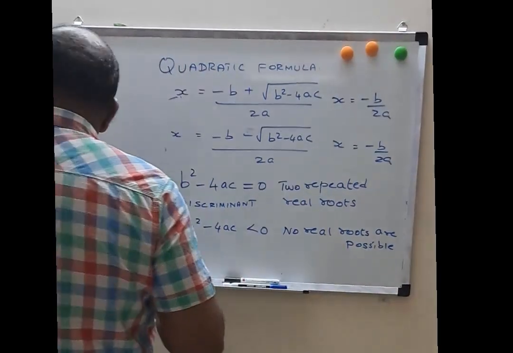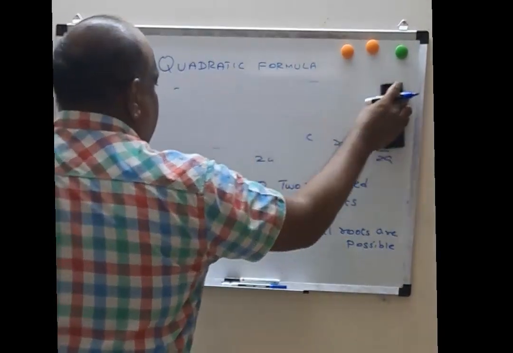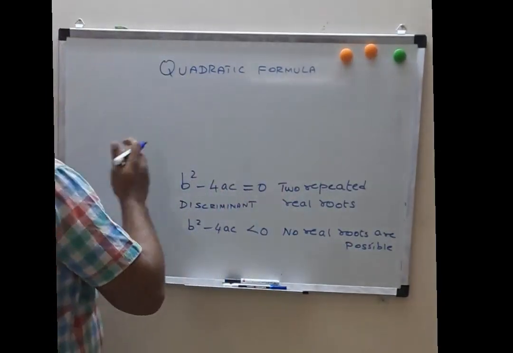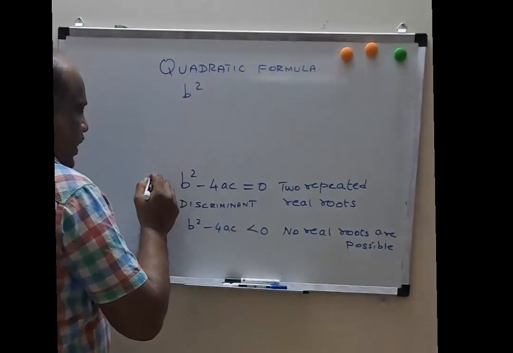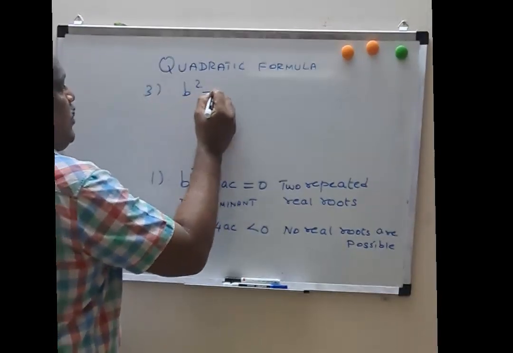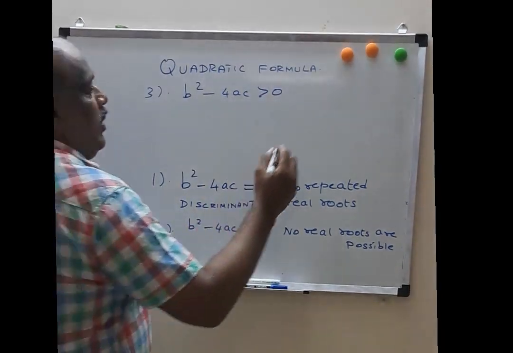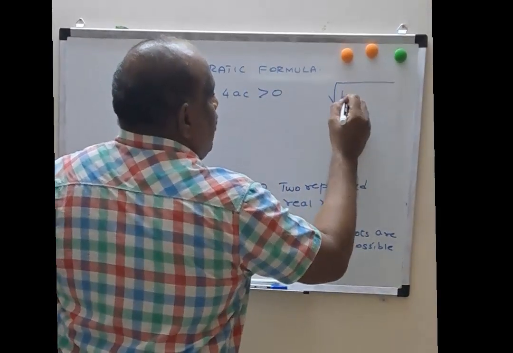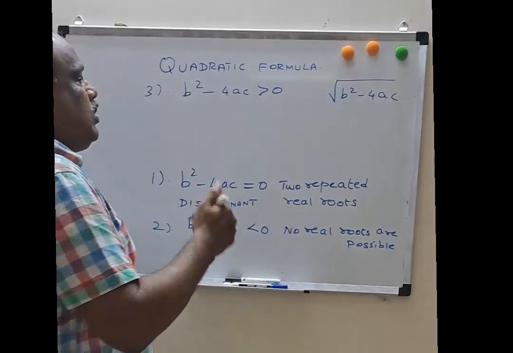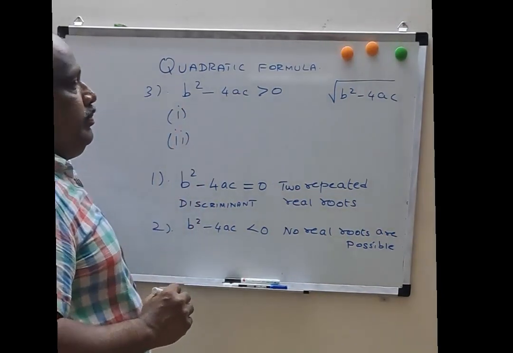Let us take the third case. I will erase this one. I hope you can recall it. This is case number 1 and this is case number 2. Now case 3 is b squared minus 4ac greater than 0. When it is greater than 0, we are going to find the value of b squared minus 4ac. Here also, within this third case, there are two subdivisions, 1 and 2. You may be interested to know what they are.